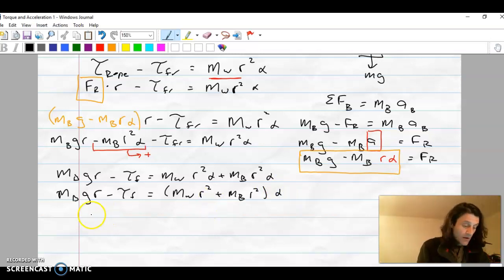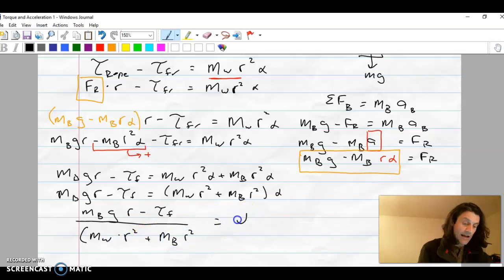Then this ends up being the mass of the block times gravity times the radius, minus the torque due to friction, divided by everything in those parentheses: the mass of the wheel times the radius squared plus the mass of the block times the radius squared. That, I promise, is what alpha is.